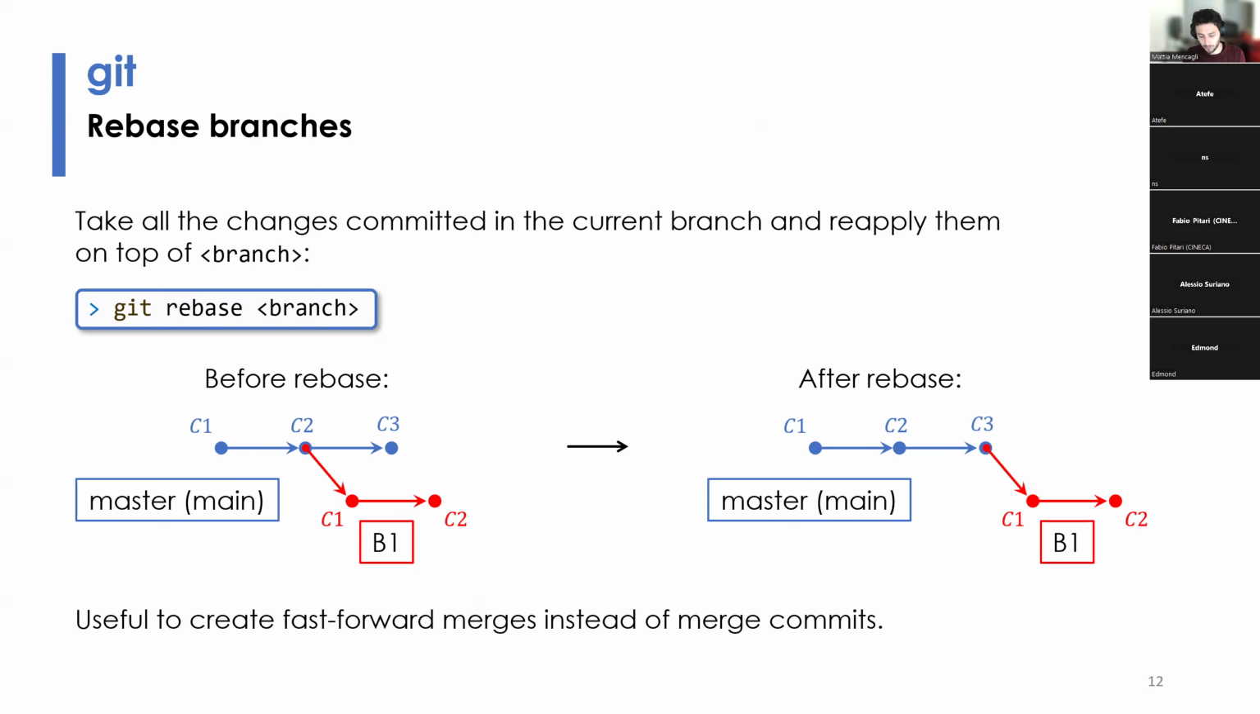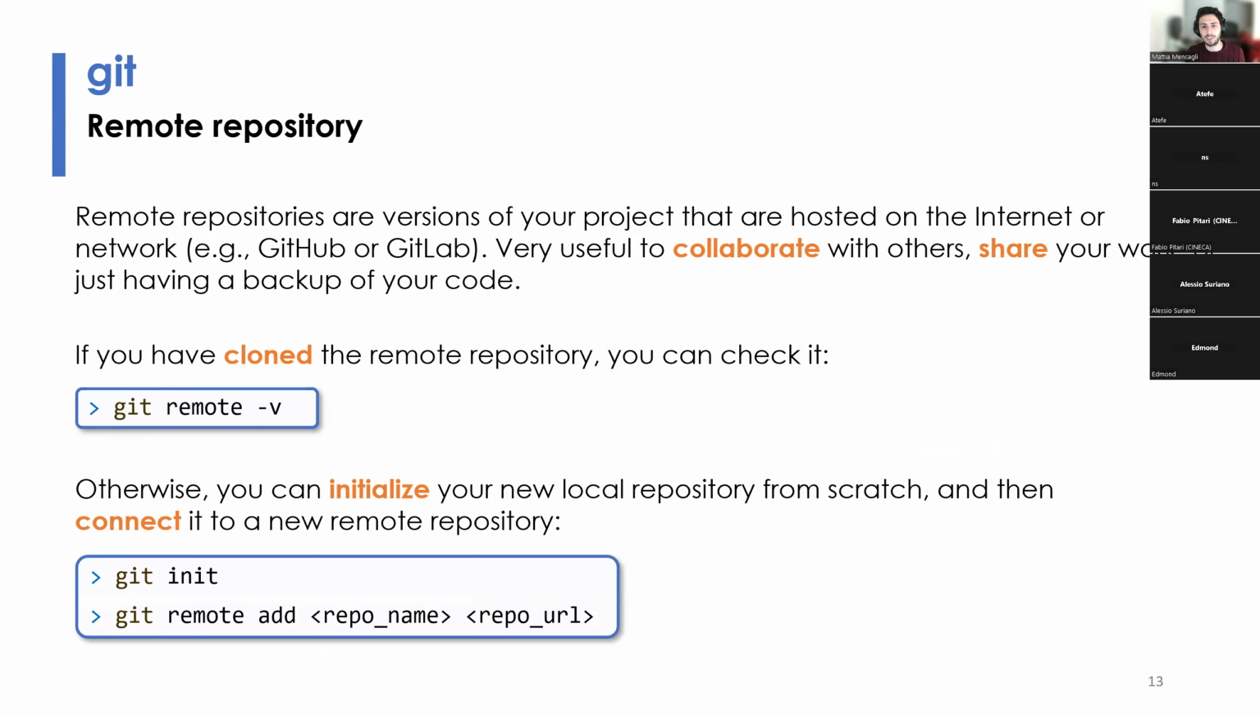Of course, one good feature of Git is that you can collaborate with others. Remote repositories are versions of your project that are hosted on the internet or networks: GitHub, GitLab, or whatever service you want to use. And they are very useful to collaborate with others, share your work, or just even for having a backup of your code and your version control history.